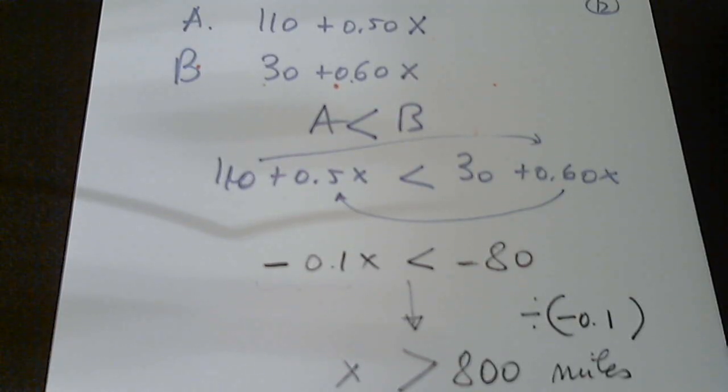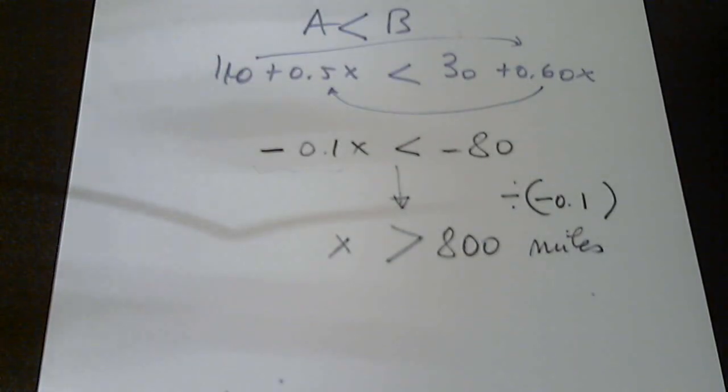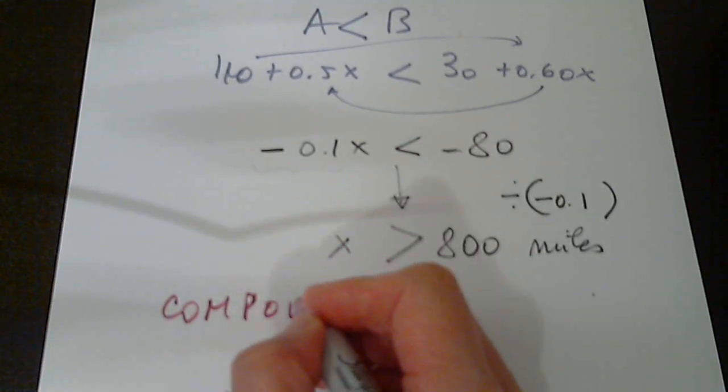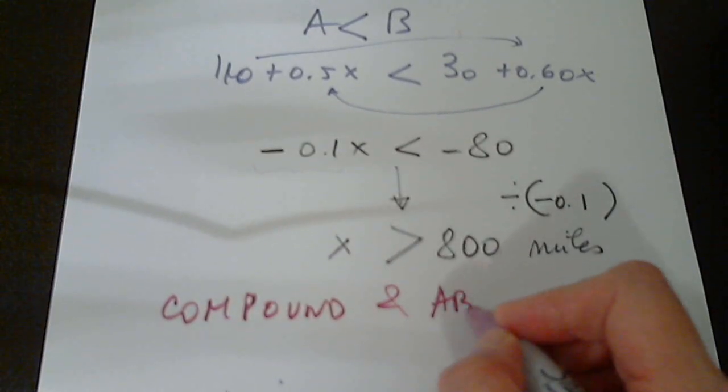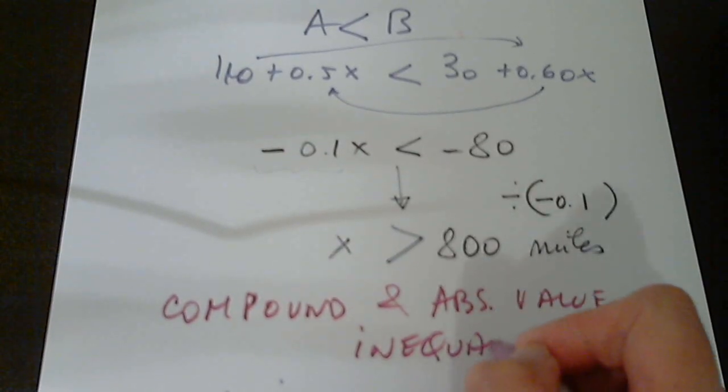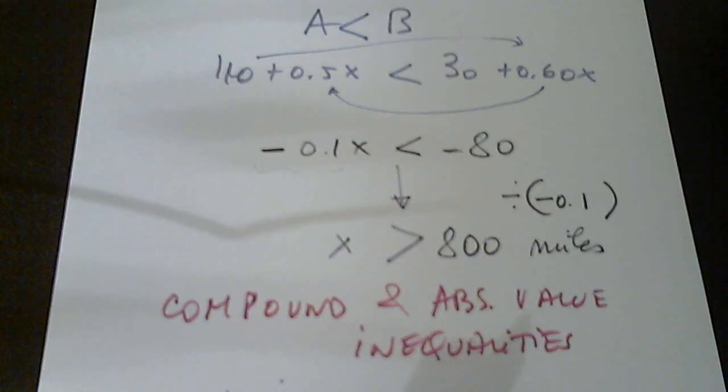Now, finally, I want to get to the last section, although as I mentioned, I skipped one section, and I'll explain in a minute. Let's complete this one: compound and absolute value inequalities. This is slightly more involving than just simple linear inequalities.